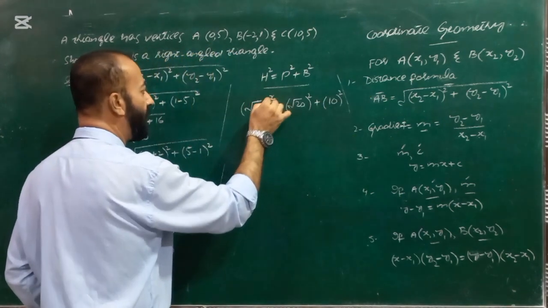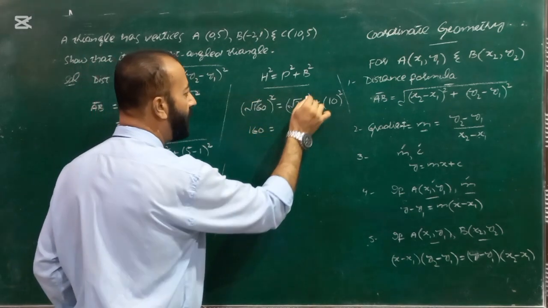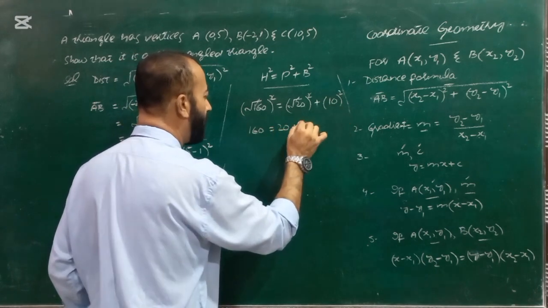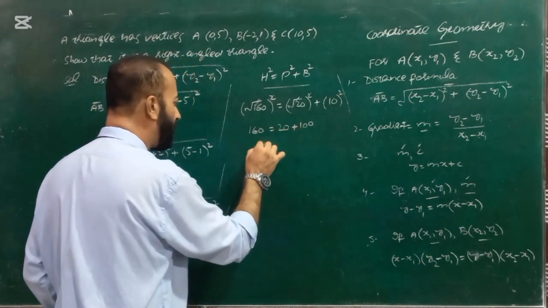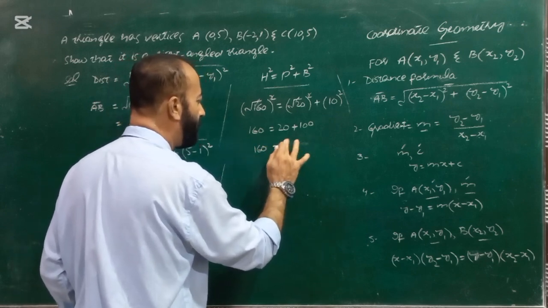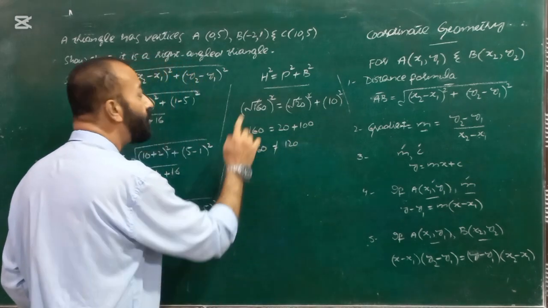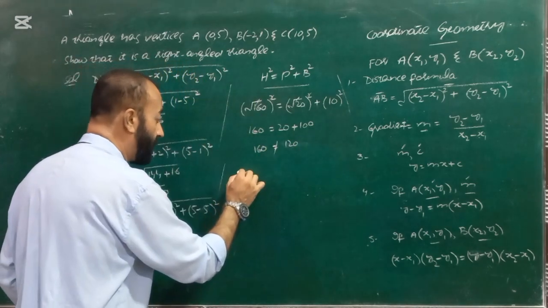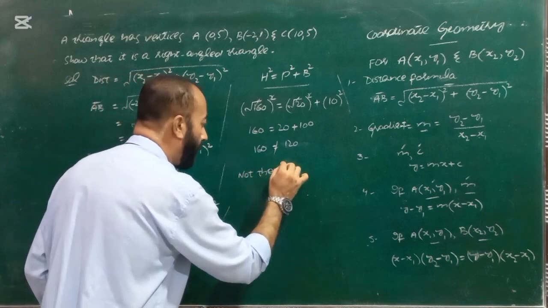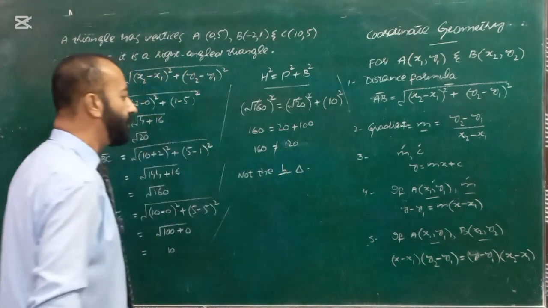So this square will be cancelled by this square root, so 160 will be equal to, this square will be cancelled by this, so it will be 20 and 10 square is 100. So 160 on the left, and the right side is 100 and 20, which will make 120. So this is not equal, so these are not the vertices of a right angle triangle. This sign is for right angle and this is for triangle.